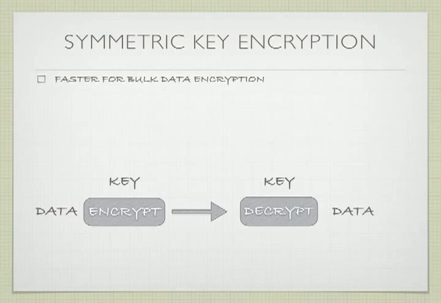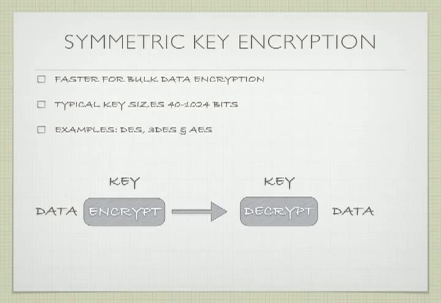This is the fastest method for bulk encrypting data because it's a straightforward mathematical operation that has just one possible outcome, so it's very quick. And the typical key sizes that get used in symmetrical keys are anywhere from 40 to 1024 bits of data for encryption. And the methods that use this are DES, triple DES, and AES. So these are symmetrical key encryption algorithms.